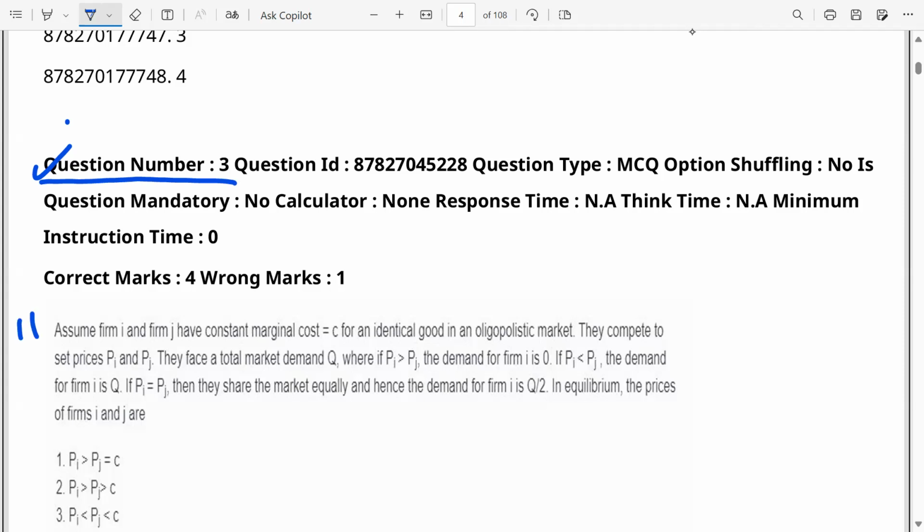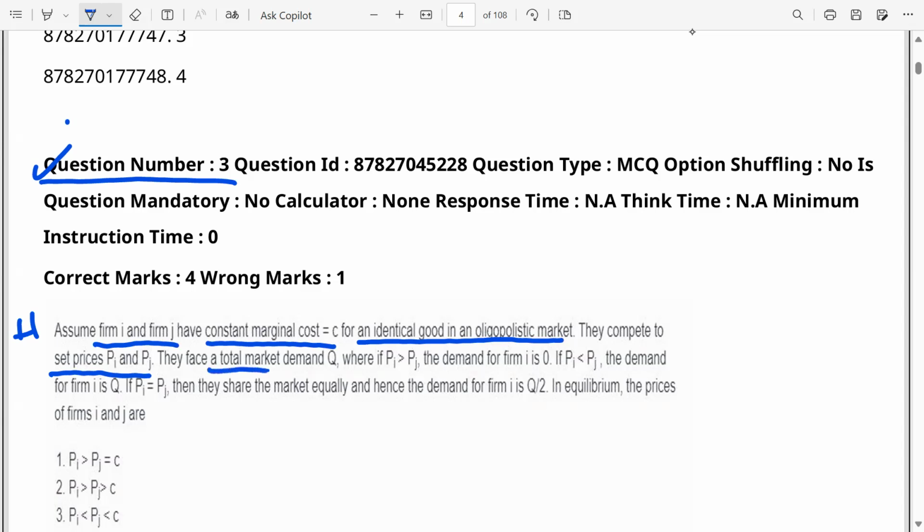Assume that there are firms I and J, and both these firms have a constant marginal cost equal to C for an identical good in an oligopolistic market. So there are two firms, I and J. Both the firms have a constant marginal cost. Okay, so it's a duopoly. They compete to set the prices PI and PJ. So PI is the price set by firm I, PJ is the price set by firm J.